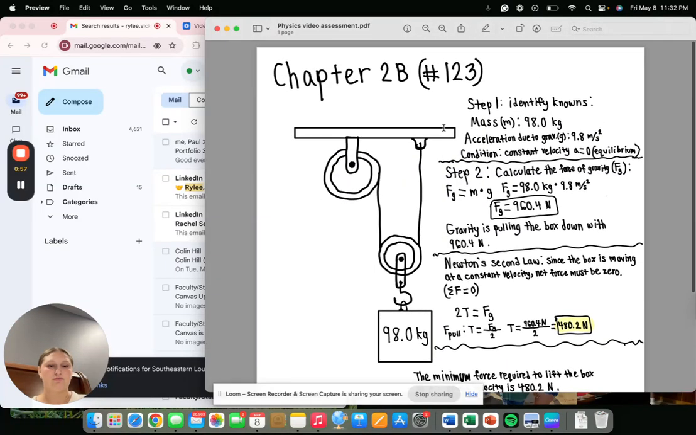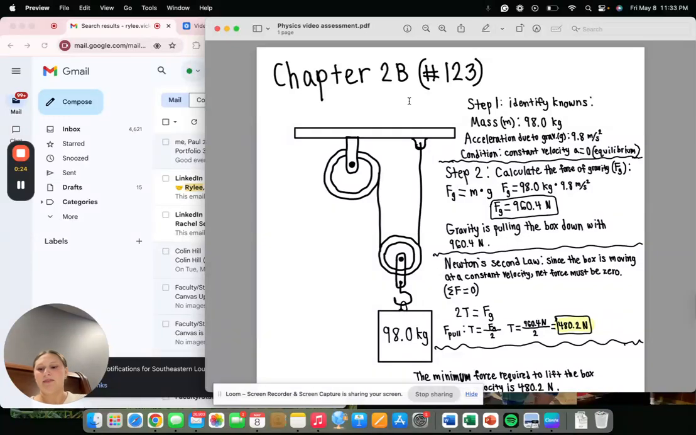And then I just drew the diagram on my iPad so that I could have it there. Because of our big idea of equilibrium, that's why I set the upward forces equal to the downward weight. So 2T equals 960.4 newtons. And then you just have to swap the equation around to be able to divide the force of gravity by 2.